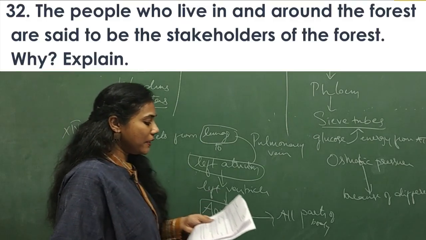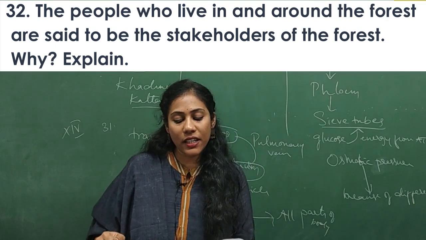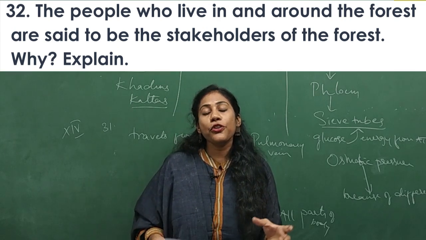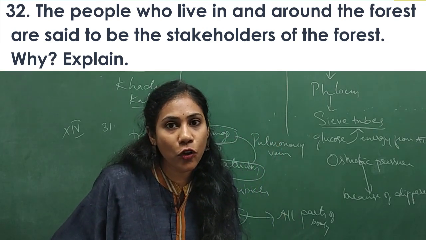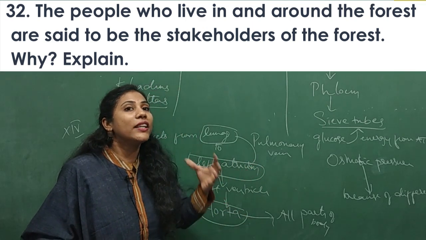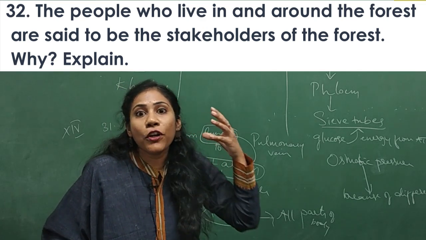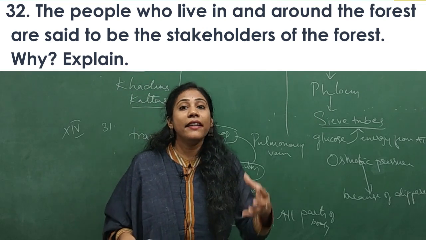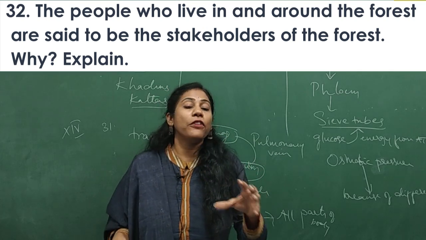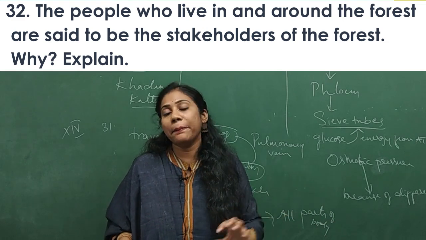32nd question, very simple question. The people who live in and around the forest are said to be the stakeholders of the forest. Why? Explain. Among the four stakeholders, the people who live in the forest are very important because for everything they are dependent on the forest. They depend on the forest for food, and they depend for shelter, right? The wood and various things obtained from the forest are used as shelter, food, etc. For everything they depend on the forest.